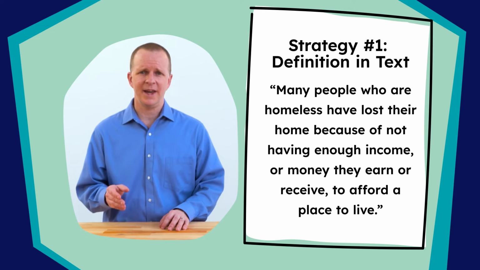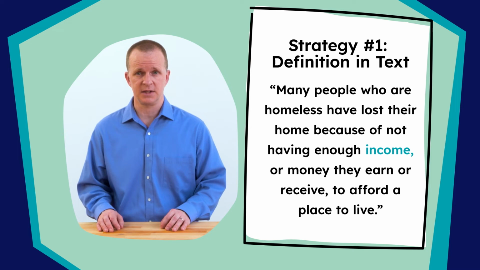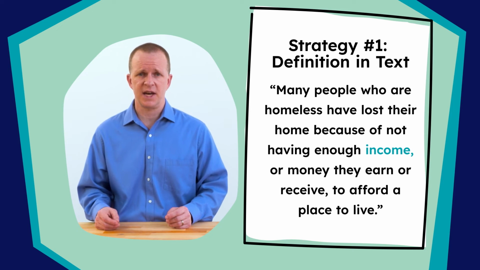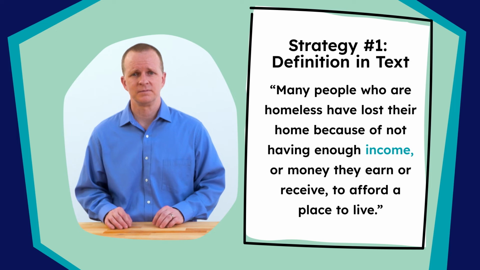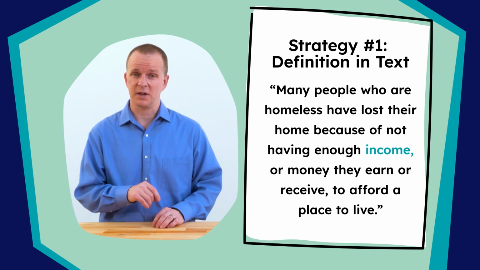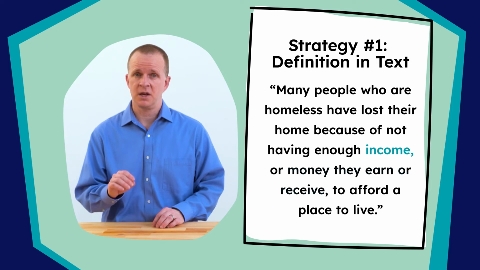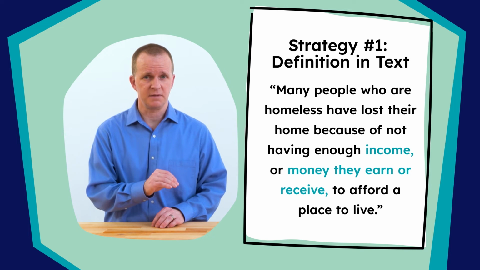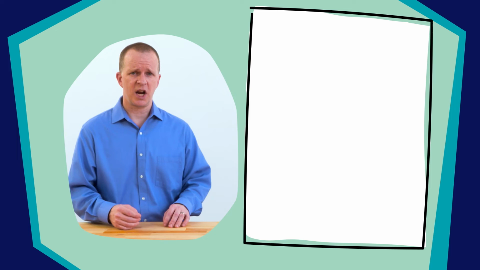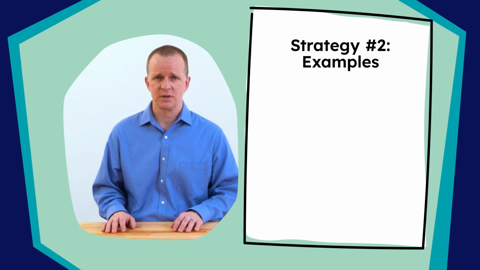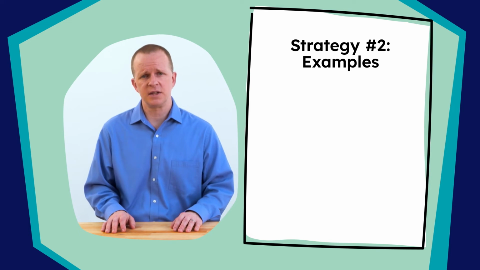Let's focus on the word income, which is the key word in this sentence. Can you find the definition in text and write it on your paper? There it is, right after the comma. Income means money they earn or receive. Let's move on to strategy number 2, examples. Ready? Here's the sentence from our text.